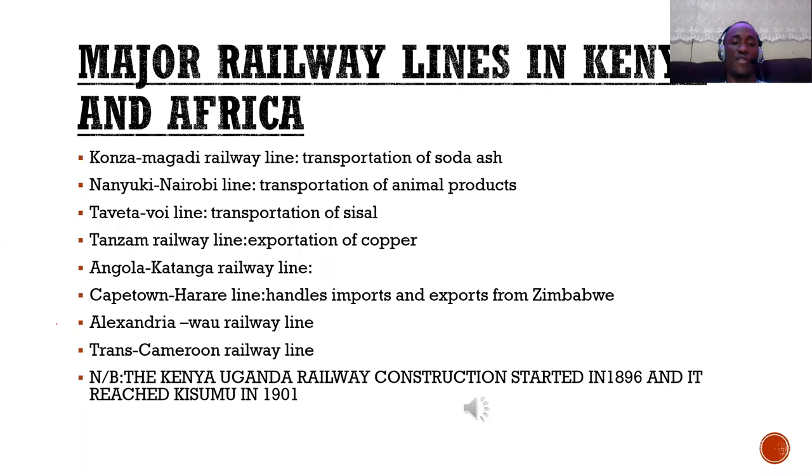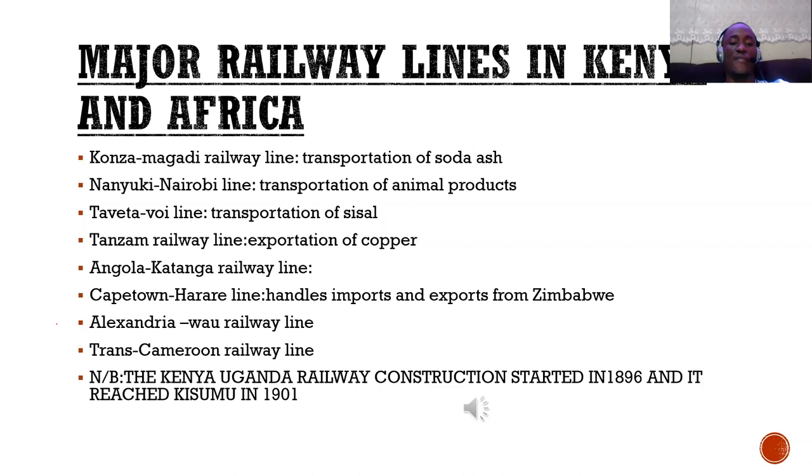And then we have got the Taveta Voi line. The Taveta Voi line connects Voi and Taveta towns. And then the two are connected to the major railway line, which is the Kenya-Uganda railway line. And this line mostly dealt with the transportation of sisal. Remember, sisal was introduced in Kenya from Mexico, and the main country growing sisal in Eastern Africa is Tanzania. Tanzania is the main producer of sisal, followed by Kenya.